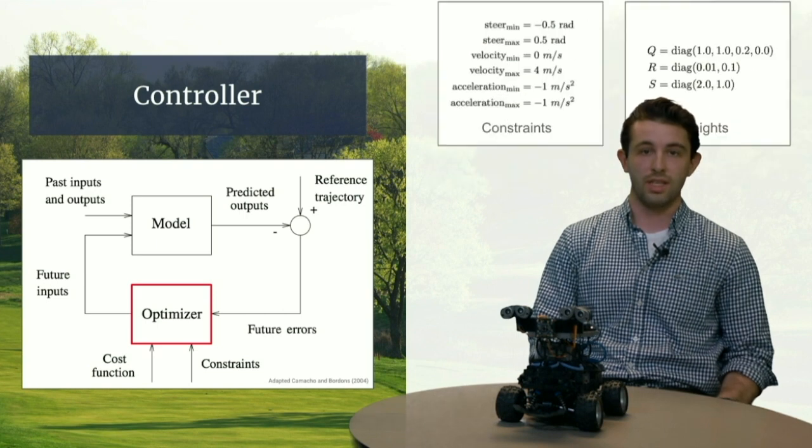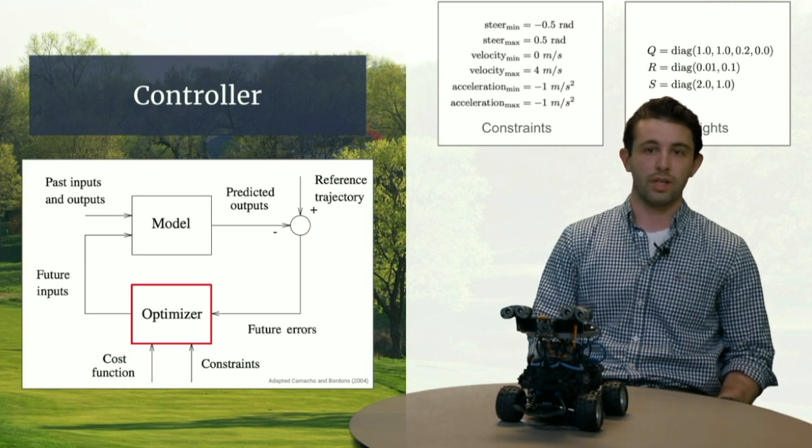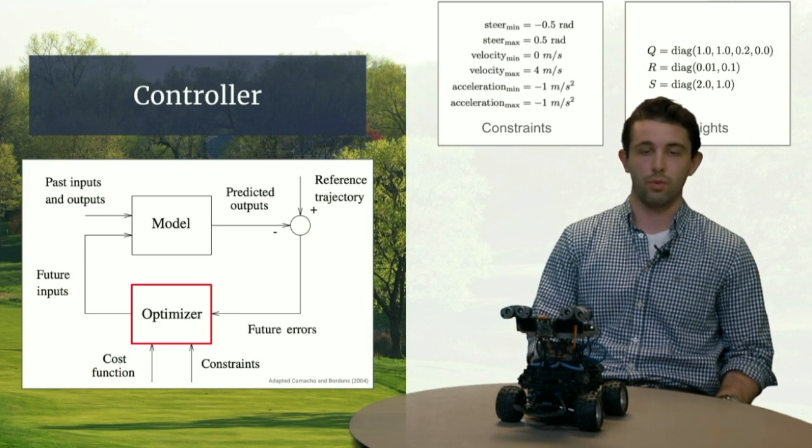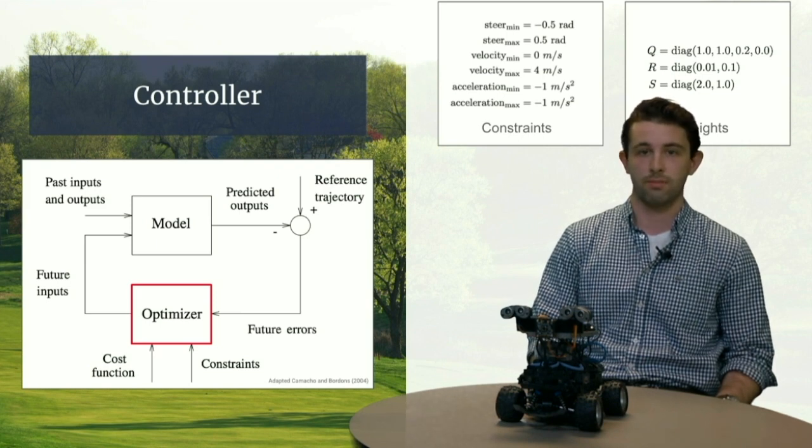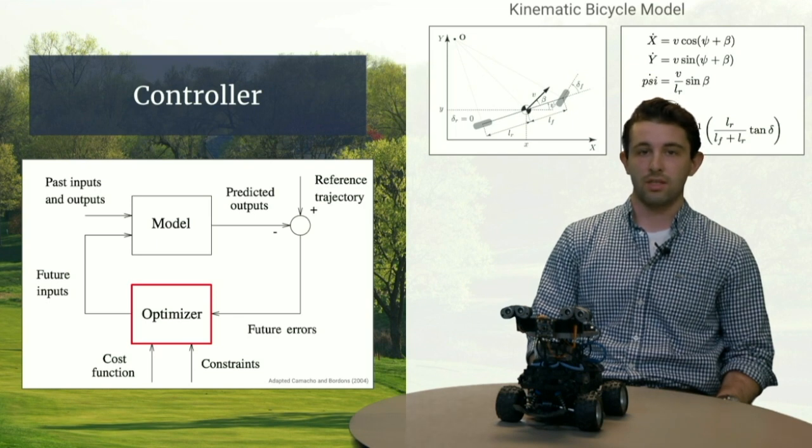I won't go through all the details, but the important thing to note is that this optimization problem has constraints, which are dictated by the physical limits of the car, as well as some weights on the optimization problem that we define ourselves through a process of trial and error within simulation. I'd also like to note that we use a kinematic bicycle model.